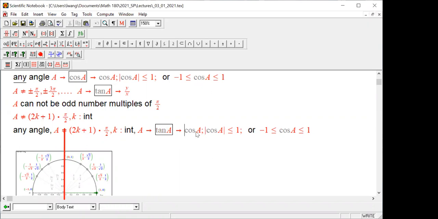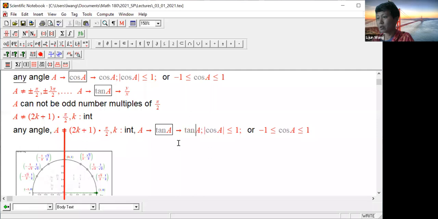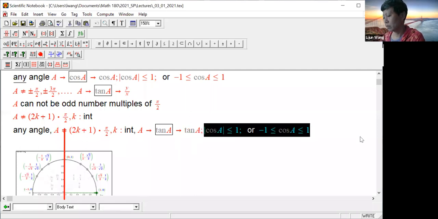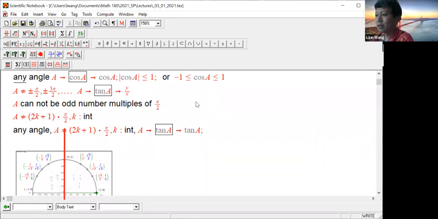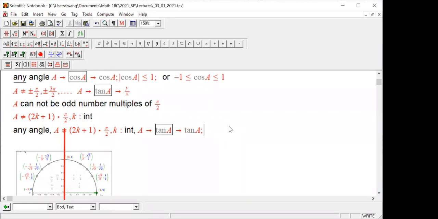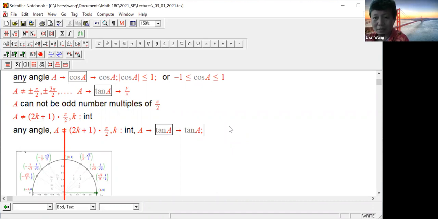Sorry, I copied the wrong line. Okay, tangent. So now the question is, now we got the domain. What is the range? Someone mentioned the vertical asymptotes. You probably refer to a tangent curve. What does that mean?